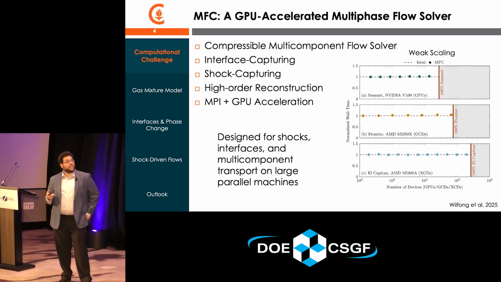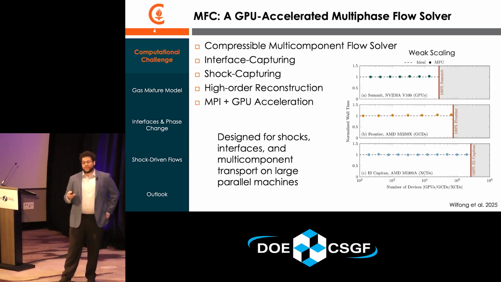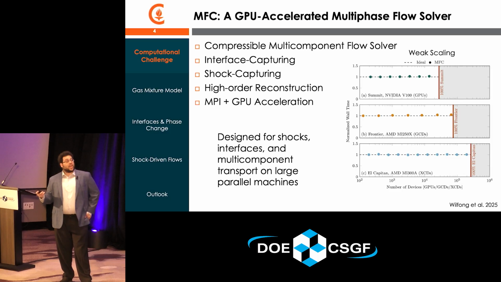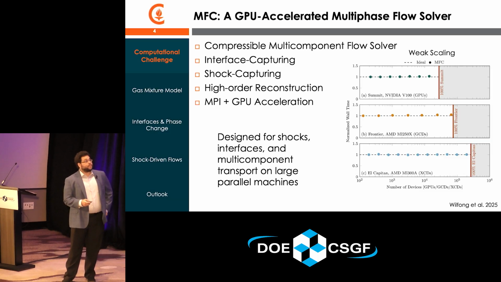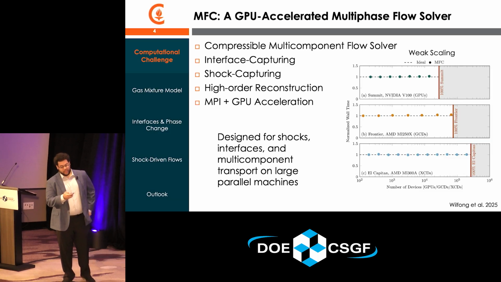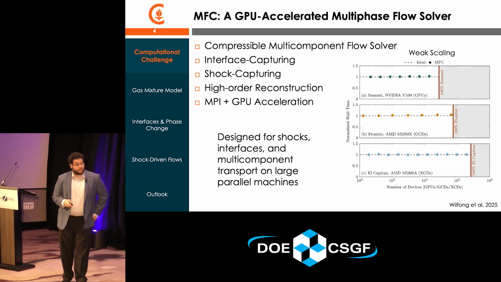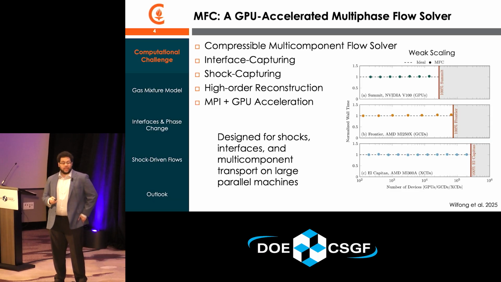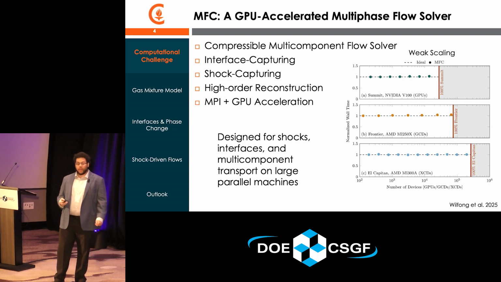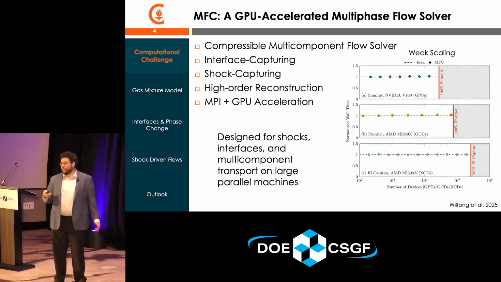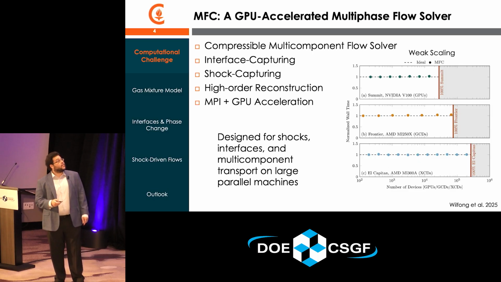So our code is a multi-component flow code. It was developed in-house here at Caltech in my lab. And it's an exascale compressible multi-phase flow solver that does interface capturing, shock capturing, higher order reconstruction via WENO schemes, and benefits from MPI and GPU acceleration. As you can see from our weak scaling plots here on the right, we perform very well on large HPC systems, which means this code is really optimal for dealing with the large resolution problems that we'll end up having to attack.